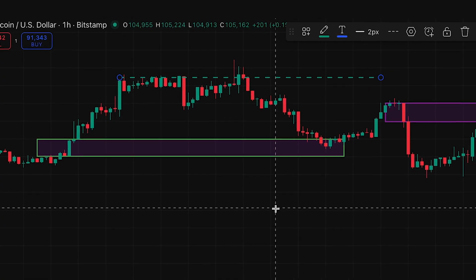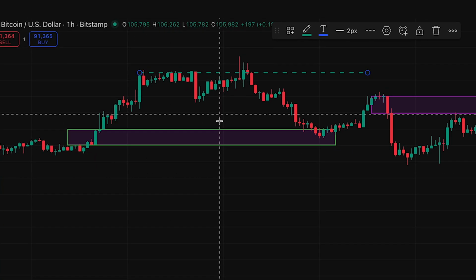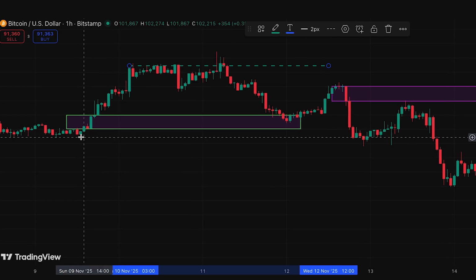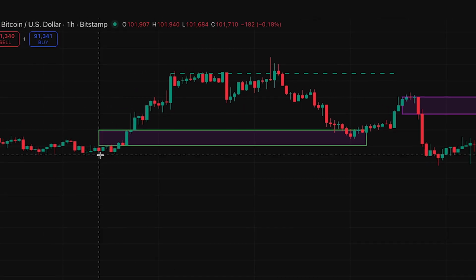Many see a strong price movement and immediately draw a zone, thinking, here it is, an order block. But not everything that looks like an impulse actually is one. For an order block to be truly meaningful, it must meet three rules. The first rule, there must be a gap or inefficiency.